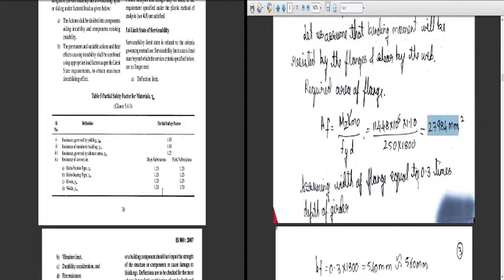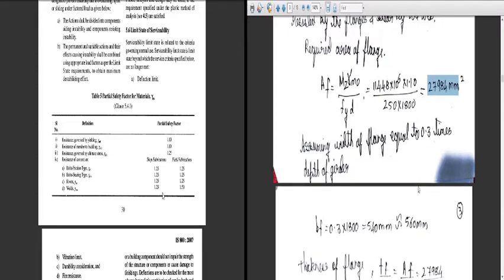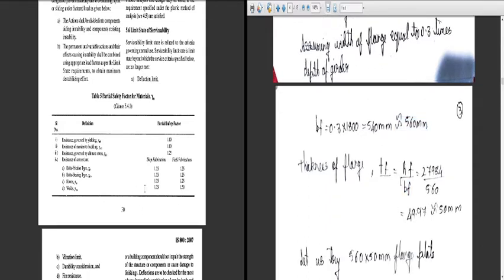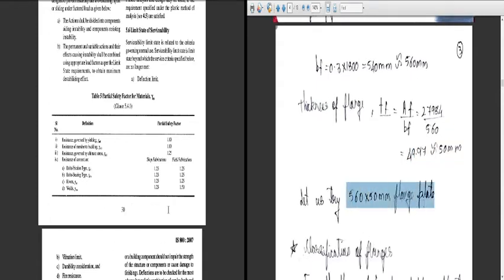Assuming width of the flange equal to 0.3 times the depth of the girder, breadth of the flange is 0.3 into 1800, so 540. We'll round it up to 560 mm. The thickness of the flange is found from the area of the flange, because area of the flange is nothing but breadth of the flange into thickness of flange. So thickness is area of flange divided by breadth of flange, 27984 divided by 560, which is 49.97, so it is 50 mm. So let us try a section of 560 by 50 mm flange plate.